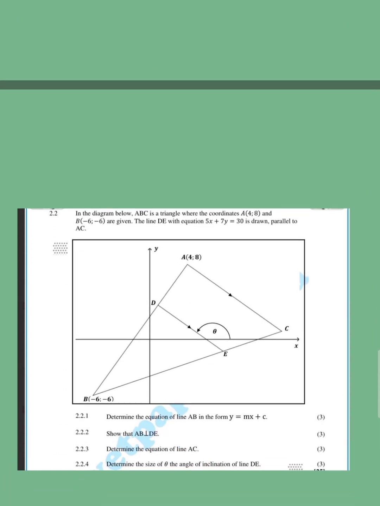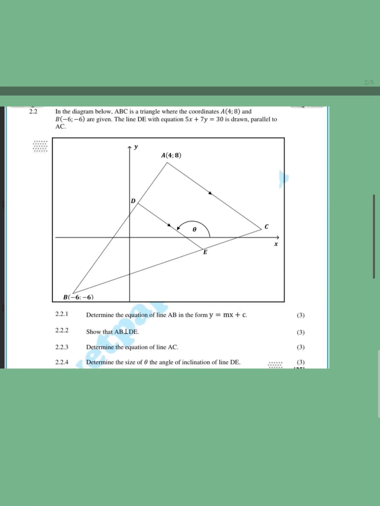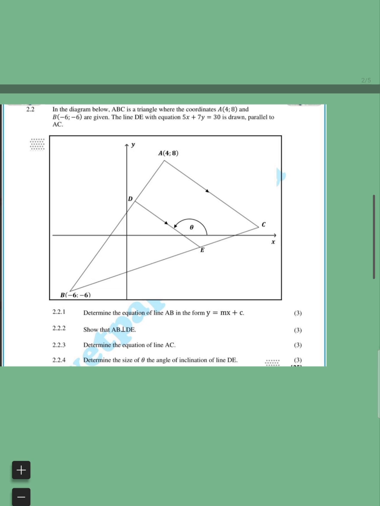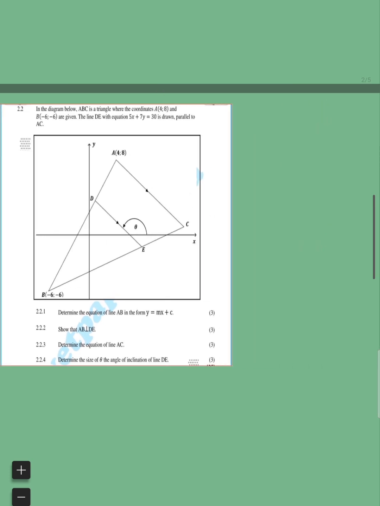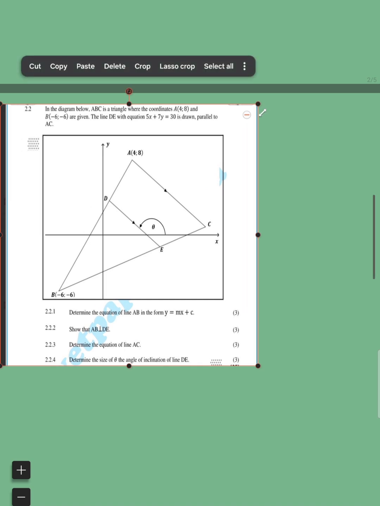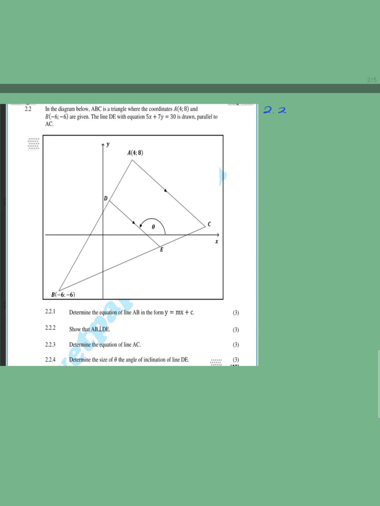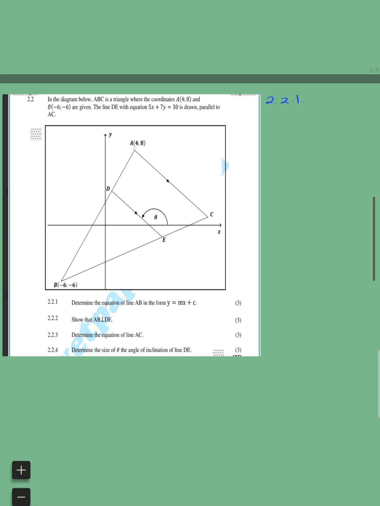We are going to look at 2.2. So now I will be going up for my formula sheet, no problem. Let's bring it closer here. All right. I hope it's still visible. Let's go. 2.2.1 says determine the equation of line AB, in the form y equals mx plus c. So it's literally the equation of a straight line given 2 points. I have my 2 points as they are. How do we do that?